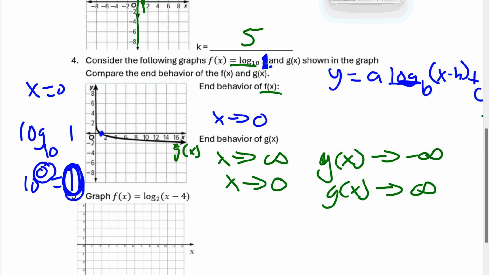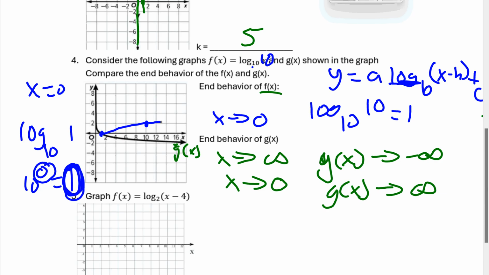And when x is 1, the answer of the log is 0. Okay, now I find another point. I always want to match my base. So my base is 10, so I want to plug in 10. That would be 10. And whenever I take log base of that same number, it's always going to equal 1. So that means when I plug in 10, I'll get 1. So there's my graph of the second one.